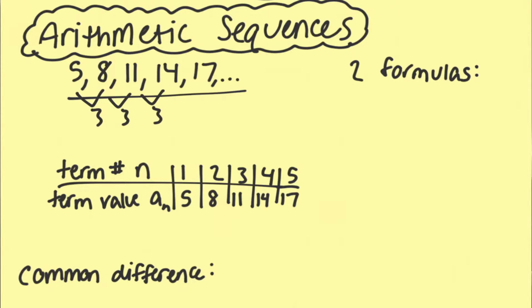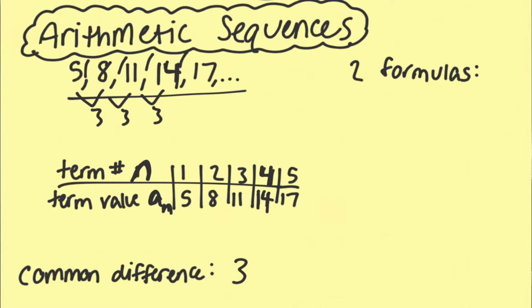Just to get used to some vocab and notation, the term number is usually denoted as n, and then the value is a sub n. So for example, the fourth term is 14 because you can count 1, 2, 3, 4. That was the fourth term. So when n is 4, a sub n, or a sub 4, equals 14. The common difference, d, in this case would be 3, what it's going up by. So if we were going down by 3s, it would be -3.